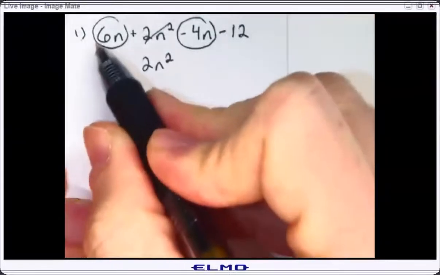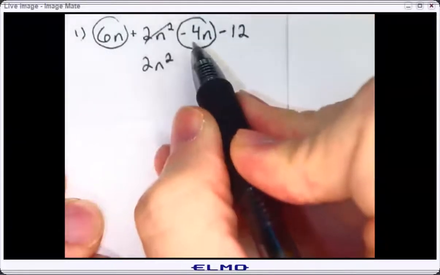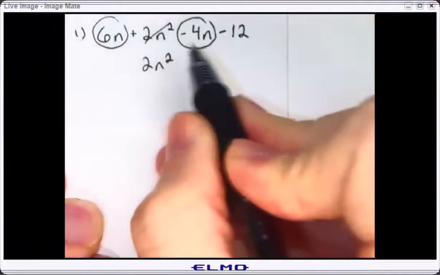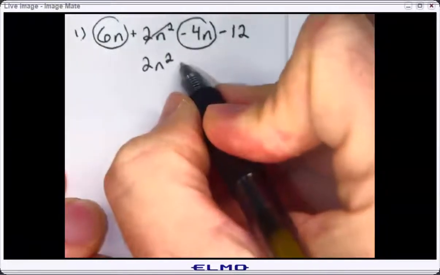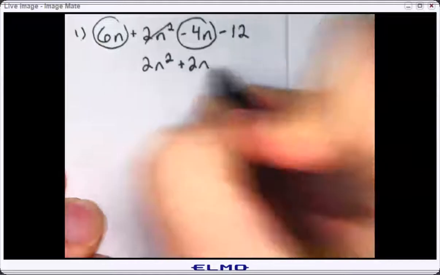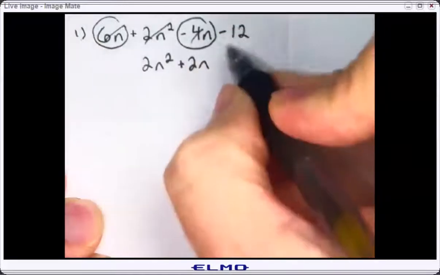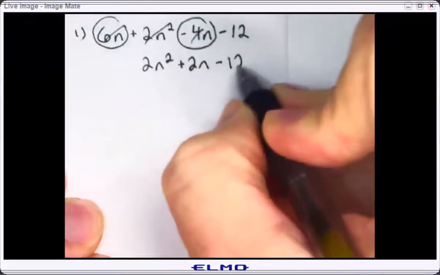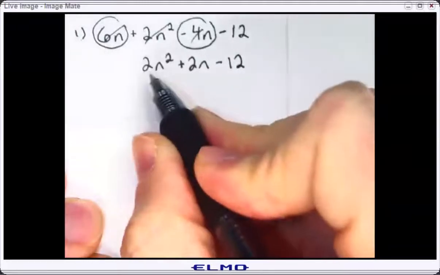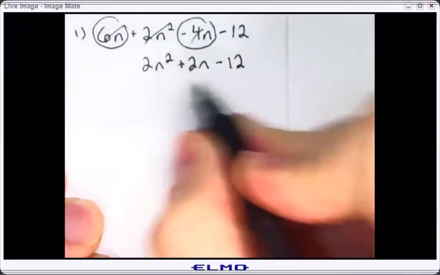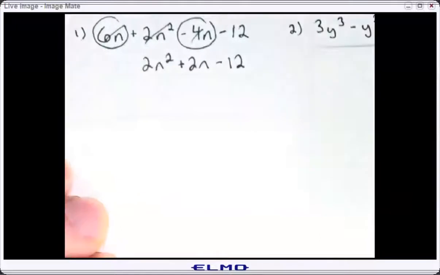So I will combine 6n plus negative 4n, or you could say 6n minus 4n. You get positive 2n. And I am left with my constant of negative 12. So simplest form has three terms, 2n squared plus 2n minus 12.